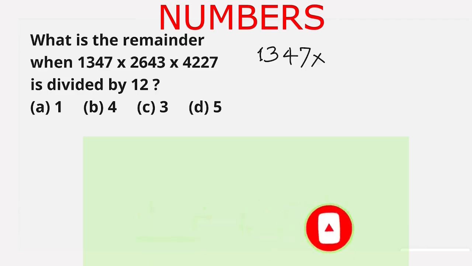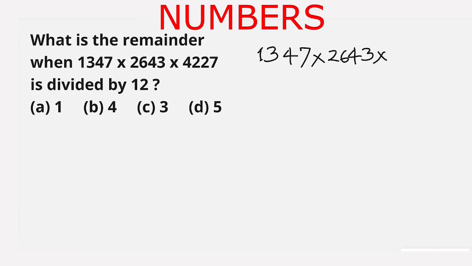The given question is 1347 multiplied by 2643 multiplied by 4227 is divided by 12, and we have to find the remainder. This question is basically very simple, and the shortcut method of solving such type of question is you do not have to multiply all the numbers and then divide by 12. We have to individually divide the numbers, and then we can find the remainder easily.